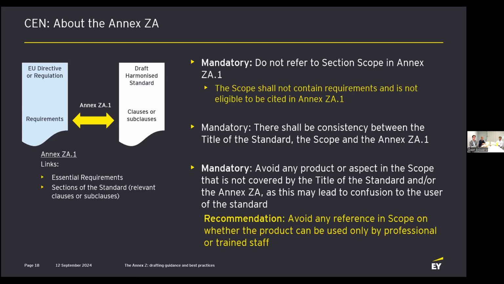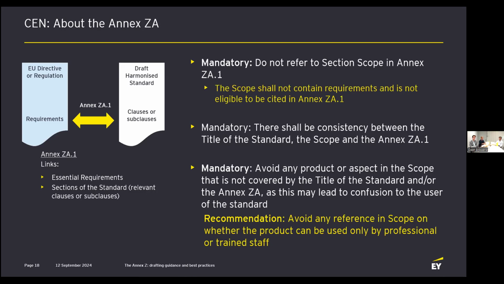In reality, the requirement is very clear. We should avoid any product or aspect in the scope that is not covered by the title of the standard or the Annex ZA. So there should be really coherence between these three elements.